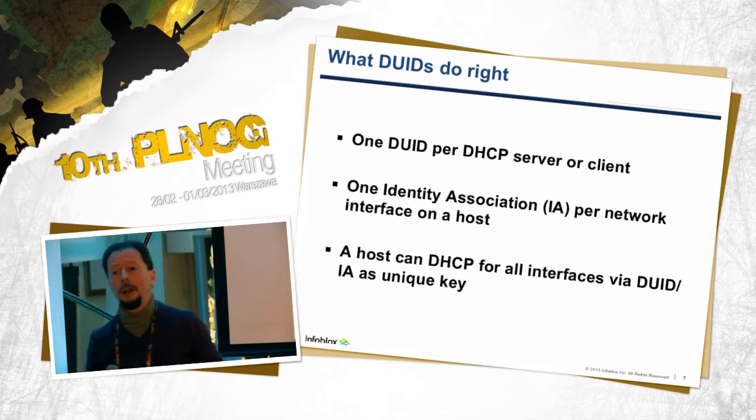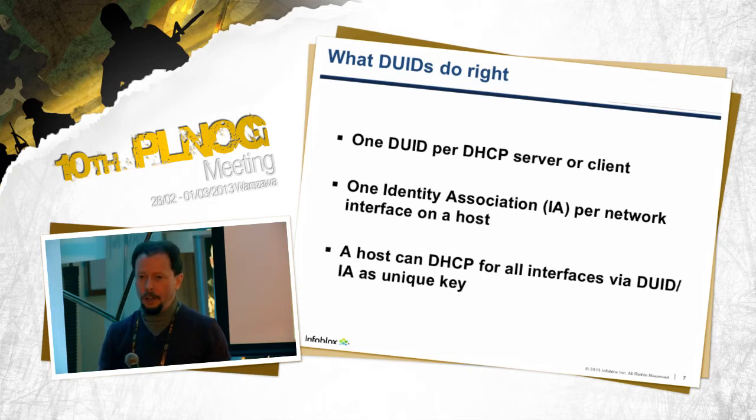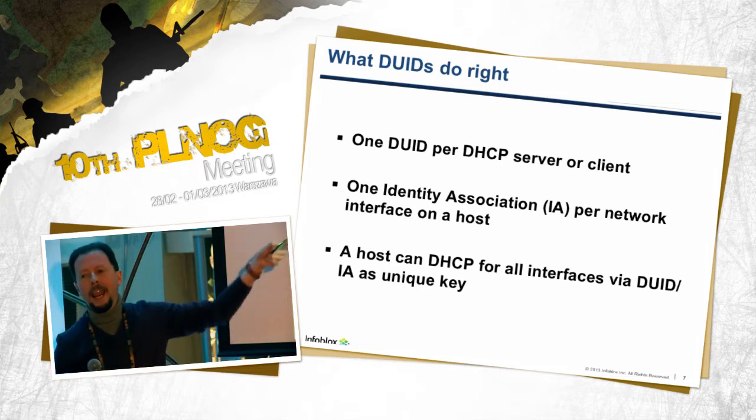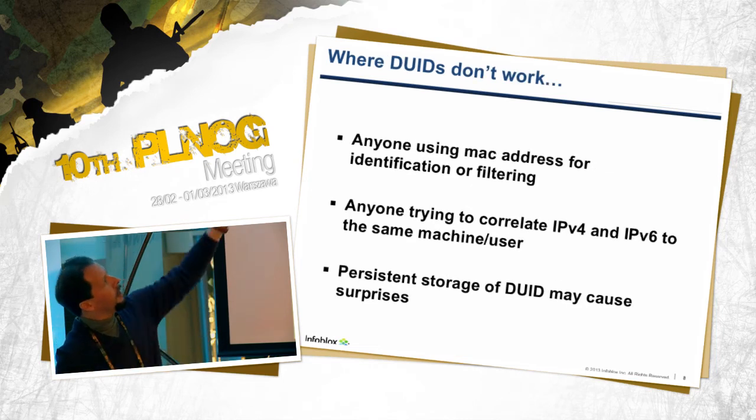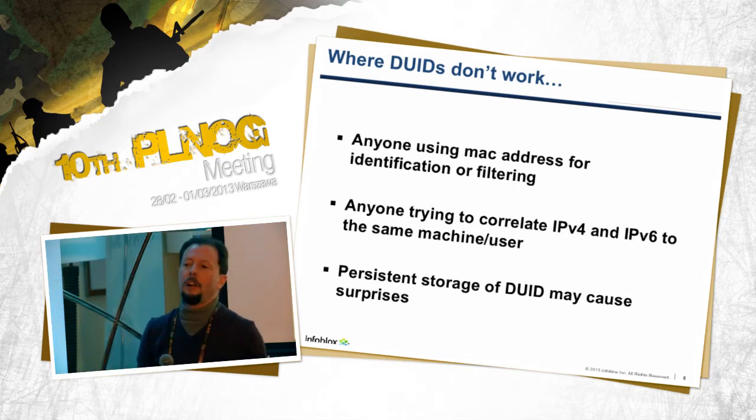And there are some things that it does distinctly right. One is the fact that it is a unique DUID per host. That's either as the server or as the client. Every network interface that you have has an identity association or an IA. That pairing of the DUID and the IA is a unique key. I can therefore identify for DHCP every single network interface and guarantee that they are not the same interface. And that works. So suddenly we can solve that problem of what do I do with a multi-interface host with DHCP? Works great.